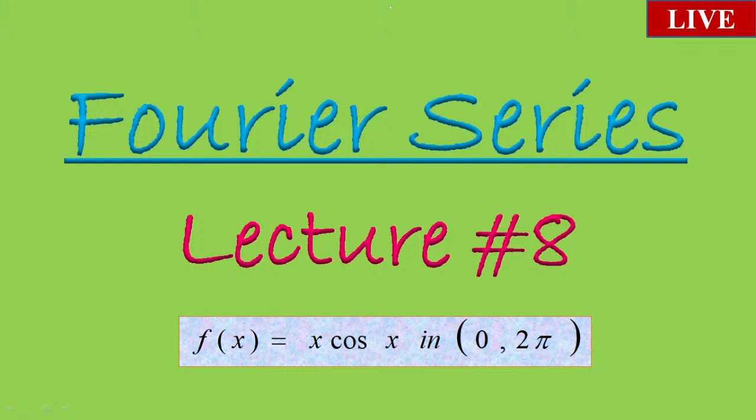In this video, let me see an example under Fourier series. Here I am going to take f of x as x cos x in the interval 0, 2 pi, and let me see how to expand this function as a Fourier series in the given interval 0, 2 pi.